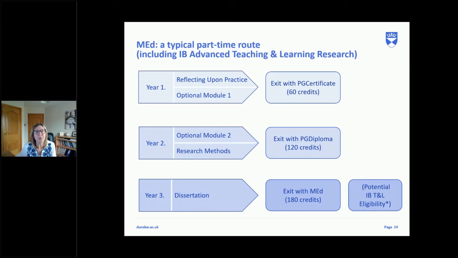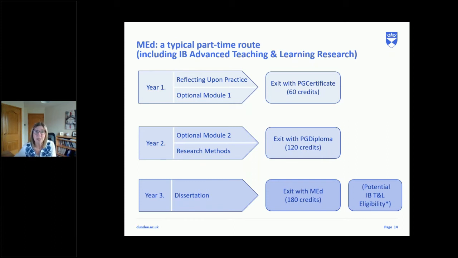To take you through a typical part-time route that includes the IB Advanced Teaching and Learning Research, this is a three-year route, as it's part-time, starting with year 1, reflecting upon practice. Then for the second semester of that first year, you will undertake your first optional module. So we have a core and an optional module. There is an opportunity to exit with a postgraduate certificate at that point, but that won't give you eligibility for the IB Advanced Teaching and Learning Award.